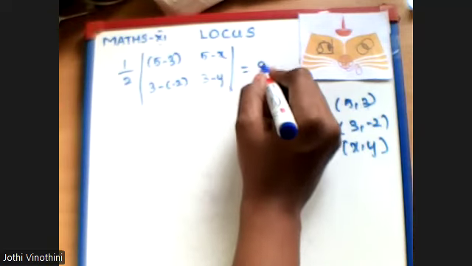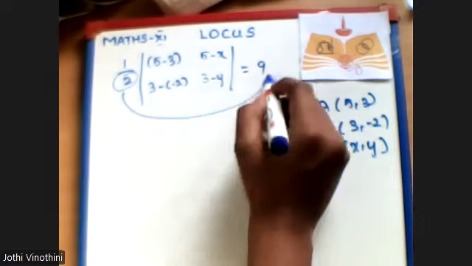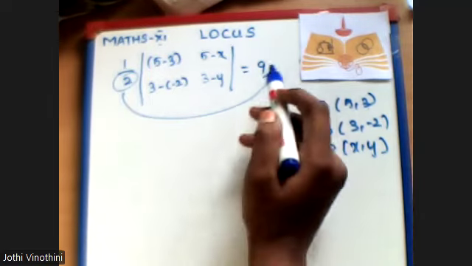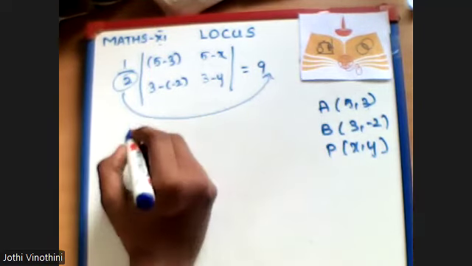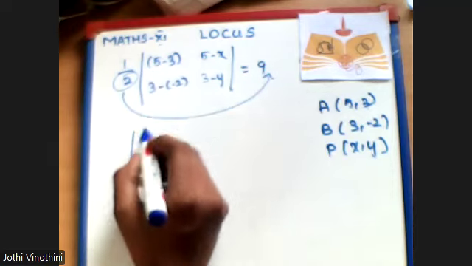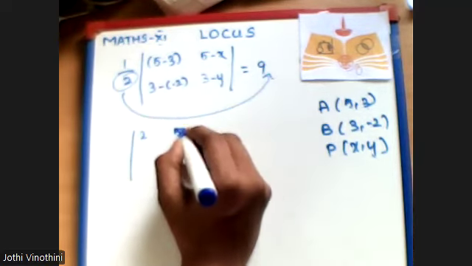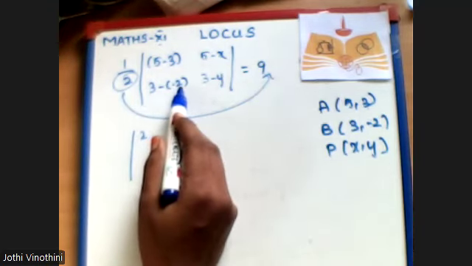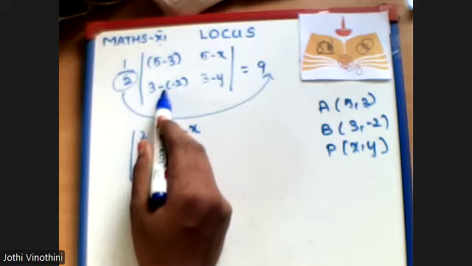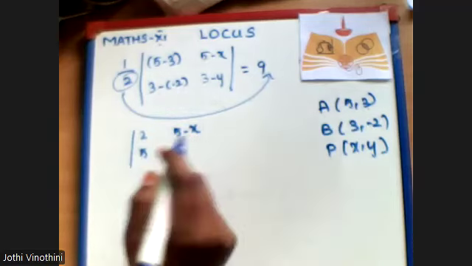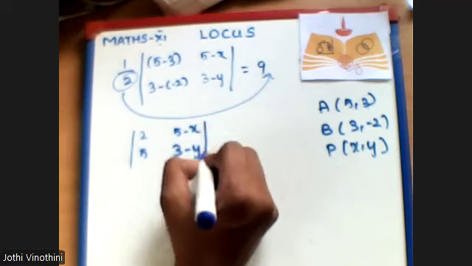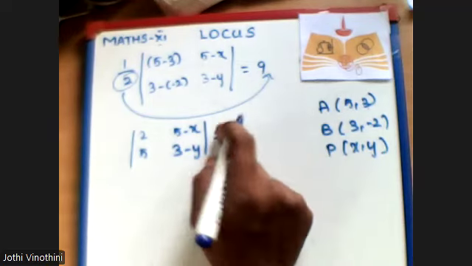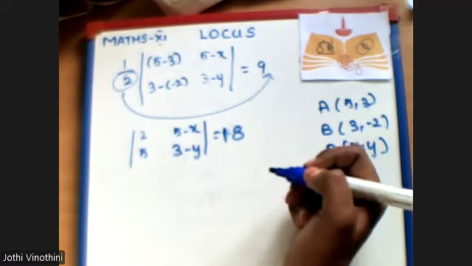This equals 9. The half is in the denominator on this side of the equation, so when I move it here, it will become multiplication. So modulus of 5 minus 3, which is 2, times 5 minus x, and 3 minus of minus 2. Minus of minus 2 will be plus 2, so 3 plus 2 will be 5. Here will be 3 minus y. 9 multiplied by 2 is 18, right?